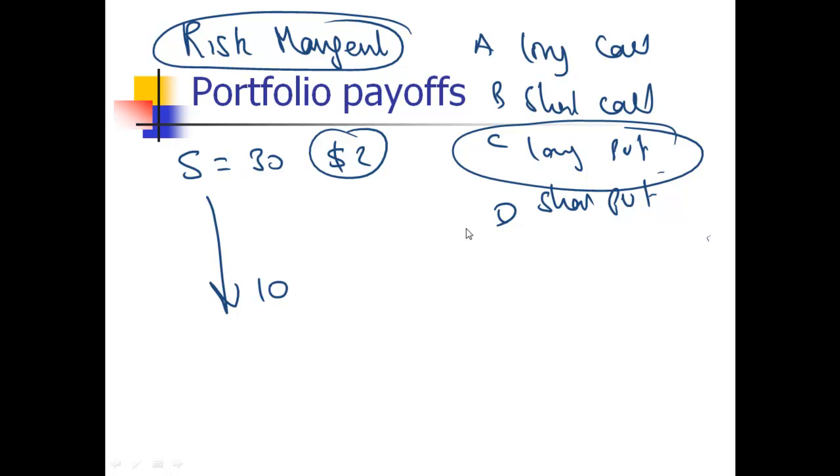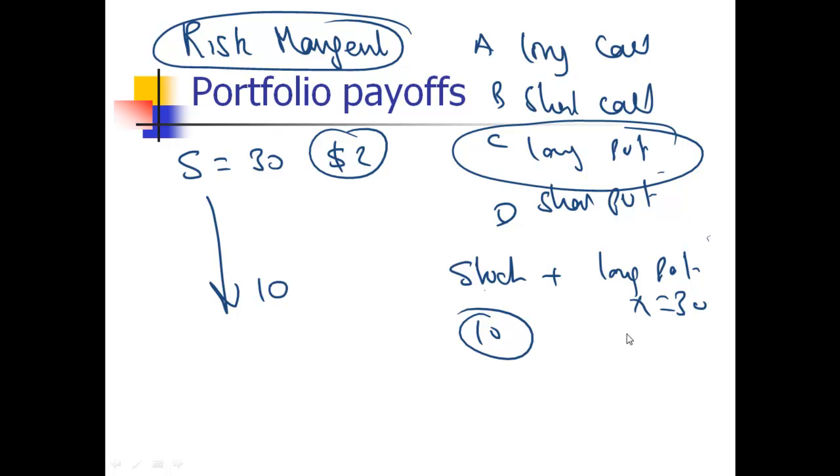If my portfolio consisted of the stock plus a long put, and the stock price came crashing down, what would my situation be? My stock would be worth how much? 10. And would I benefit from the long put? Yes. How much would I benefit? If the strike price of the put was equal to the initial stock price, how much would I have benefited from that?